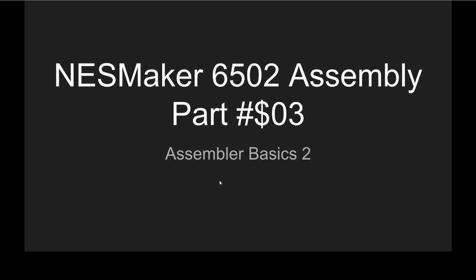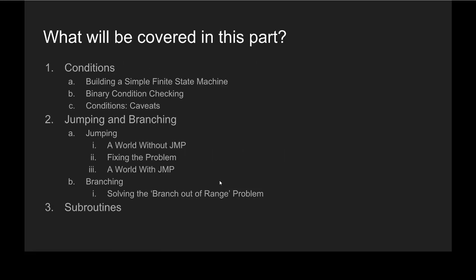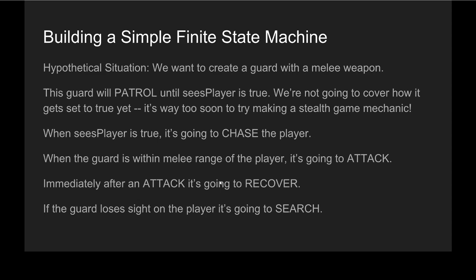Welcome to the third assembly language tutorial where I will be going over conditions, jumping and branching, and subroutines. So the first thing that I want to go over before we get to conditions is something called the finite state machine. In game design terms, most things that you'll be working with have specific states that they operate in.